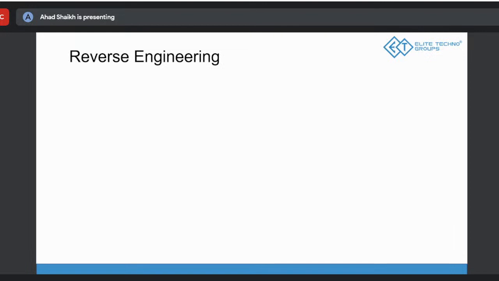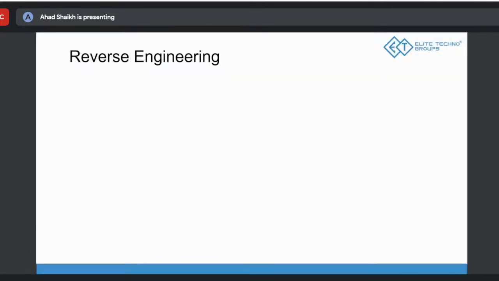So what reverse engineering is, you already have something with yourself, and you haven't worked with that, but you want to develop a very similar product, or you want to develop something which is exactly the same. So you can perform the reverse engineering, and reverse engineering is something like a replica of engineering.